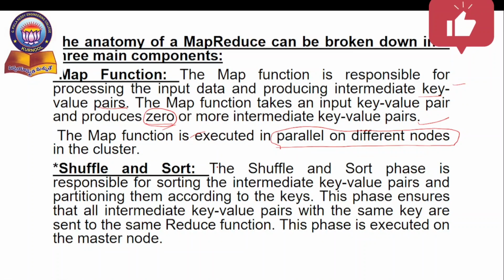Now we'll see shuffle and sort. As we know earlier, an important phase in the MapReduce job is the shuffle and sort phase. The shuffle and sort phase is responsible for sorting the intermediate key, value pairs and partitioning them according to the keys. So based on the keys, the intermediate key value pairs will be sorted in the system. This phase ensures that all intermediate key value pairs with the same key are sent to the same reduce function. This phase is executed on the master node. Okay, this is the phase of shuffle and sort.